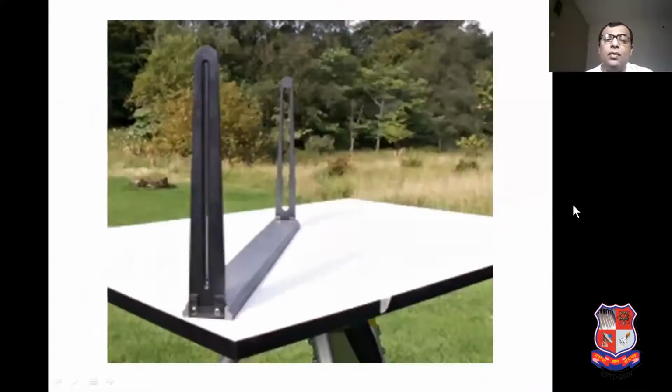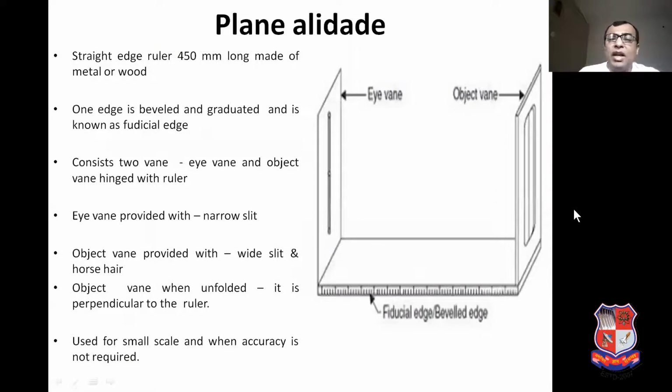This is the figure of plane ALIDADE or simple ALIDADE. Now let us discuss plane ALIDADE. Plane ALIDADE is a straight edge ruler having the length of 450 millimeter, made of metal or wood. One edge is beveled and graduated and is known as the fiducial edge. You can see here in the figure, this is one edge. Here is the second edge of the straight edge ruler, meaning the plane ALIDADE.